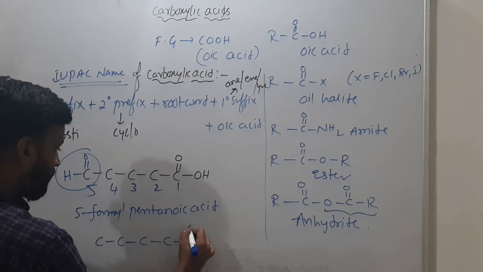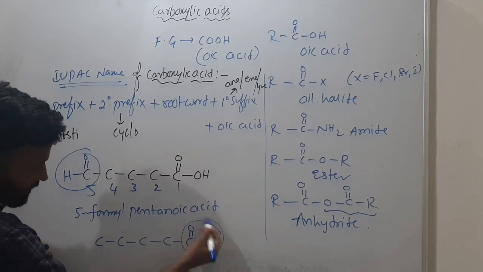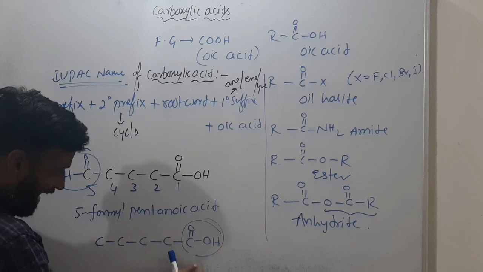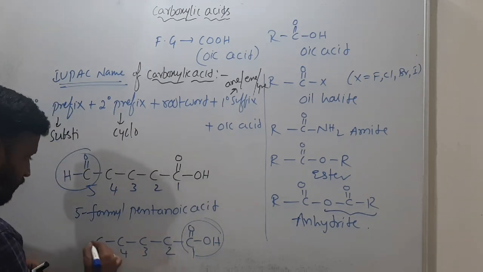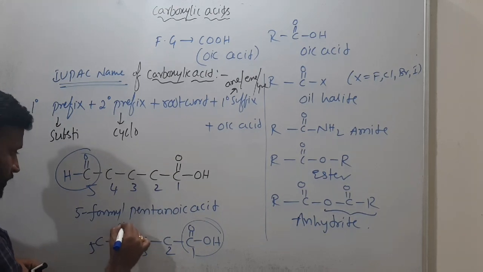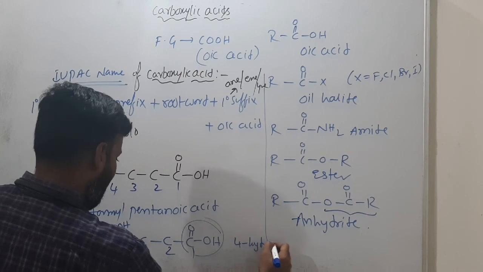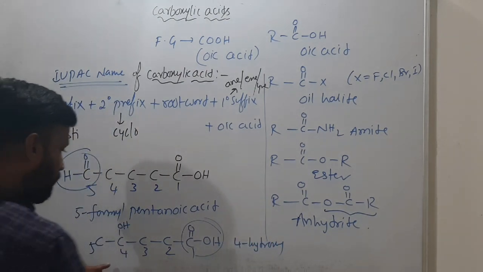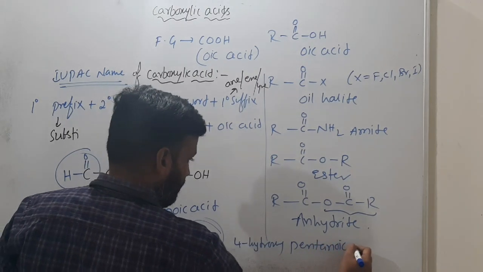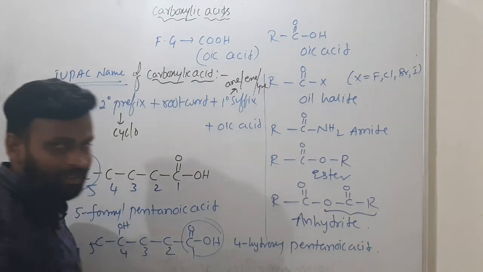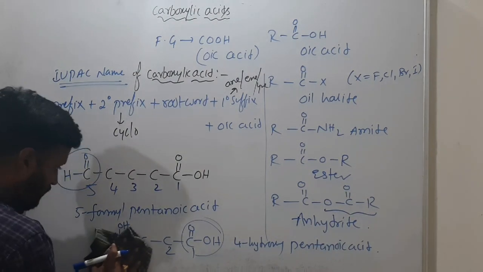So actually C double bond OOH is there. The least number possible, because this COOH is a functional group and it has a carbon, so you must give a number. So 1, 2, 3, 4, 5. Somewhere here you have OH, so now you can call it 4-hydroxy pentanoic acid. Like this you can give naming and numbering also.